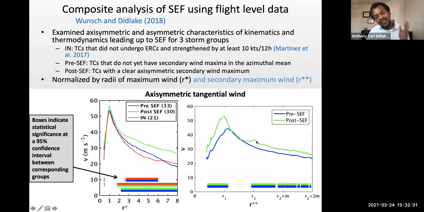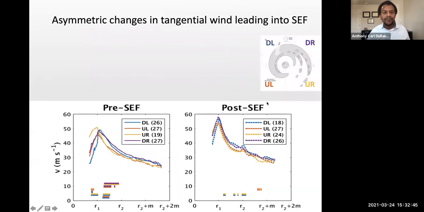So we were interested in seeing how particularly these two compare to each other when we look at the asymmetric evolution going from pre-SCF to post-SCF. So bringing us back to our idealized tropical cyclone, we know that most tropical cyclones that experience some wind shear have a rainband complex in these outer regions, and we can think of them as being in these four quadrants.